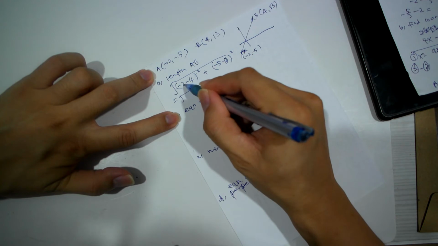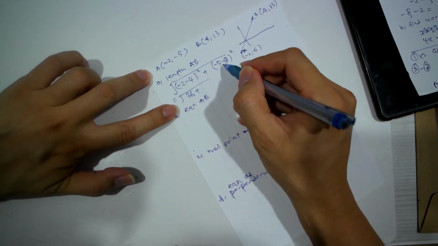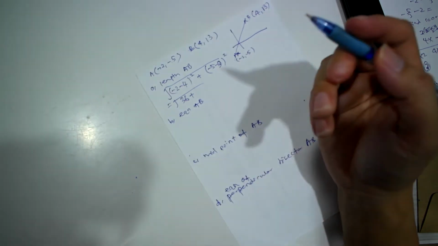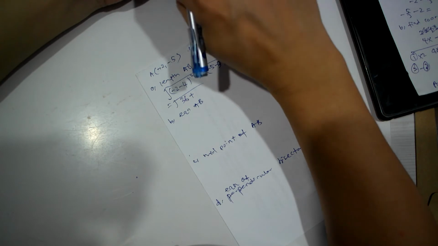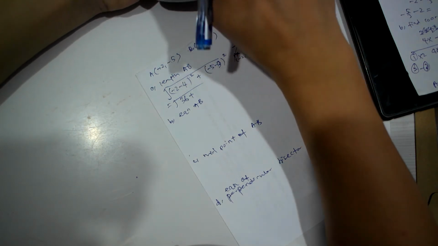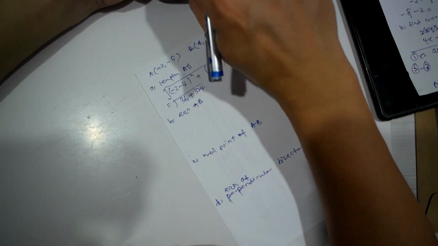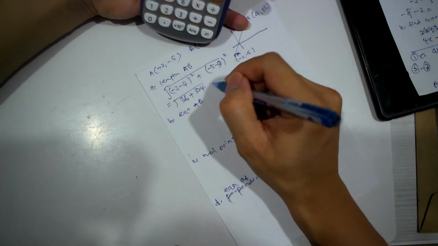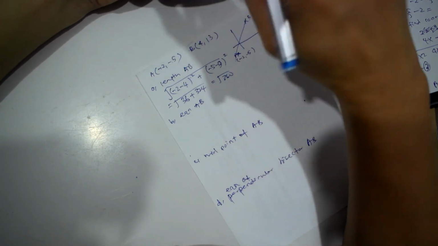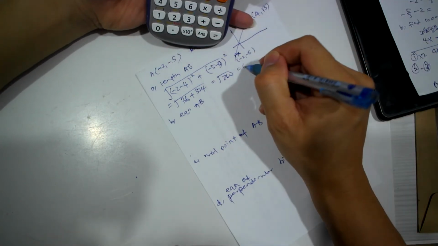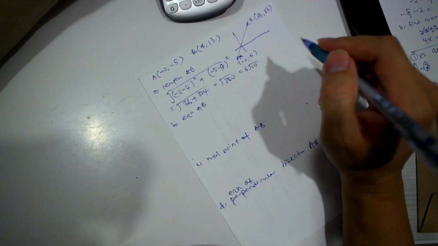That means you have 6 here, 6 squared is 36, and this one is negative 18. Negative 18 squared is how much? Let's see. 18 squared will get 324. 324 plus 36 is 360. So you get the square root of 360. The square root of 360 is exactly 6 root 10. So that means the length of AB is 6 square root of 10.